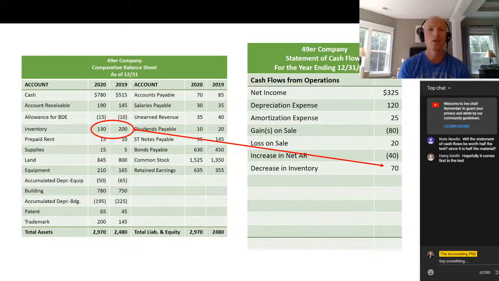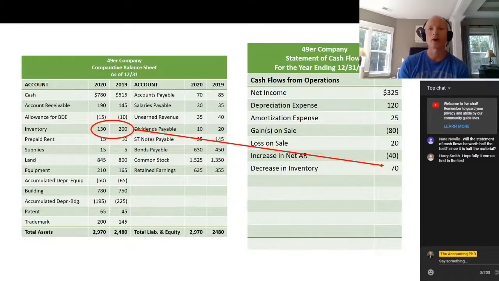And the second one is inventory. So notice in 2019, I had $200 of inventory. In 2020, I had $130. Well, what have I done? I was able to reduce my inventory. Again, it doesn't change my cost of goods sold, but it does mean that now I don't have as much cash tied up in my inventory. And so my more efficient management of my inventory is actually a source of cash. And so the decrease in the inventory account is an upward adjustment to get to my operating cash flow.